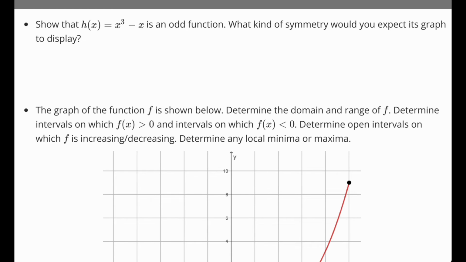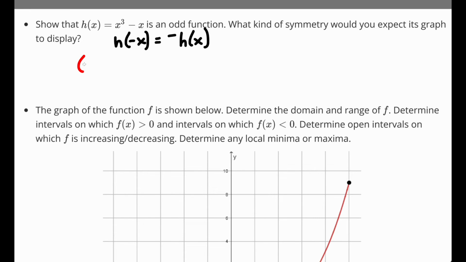Okay, so if you remember the formula for proving whether something is odd or not, if you plug in a negative x for the function, you're going to get a negative of the positive input. So h of negative x should equal negative h of x. Okay, so it's the opposite of what we just did. Before, we plugged in a negative value and got the exact same value. This time we're going to have the opposite signs essentially.